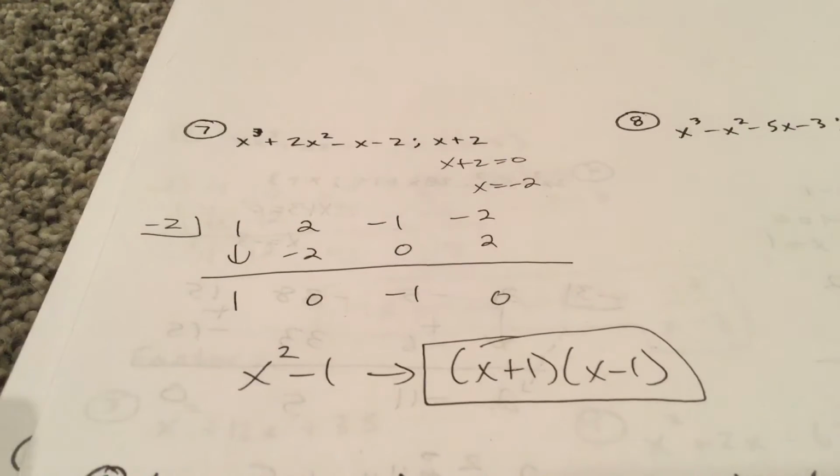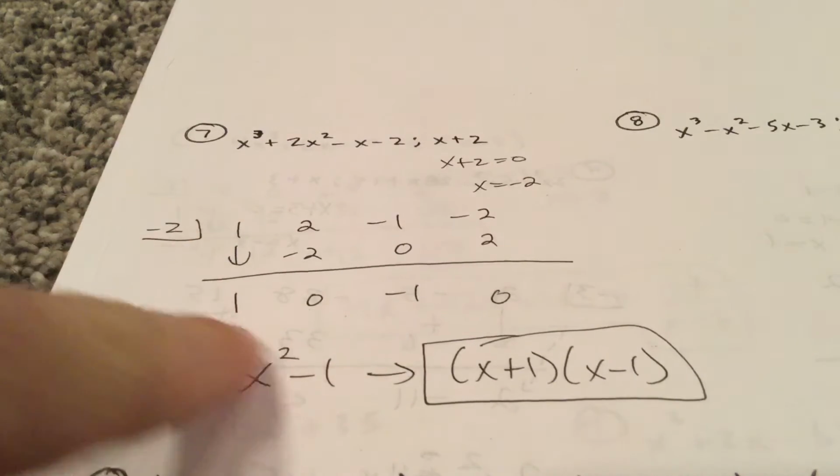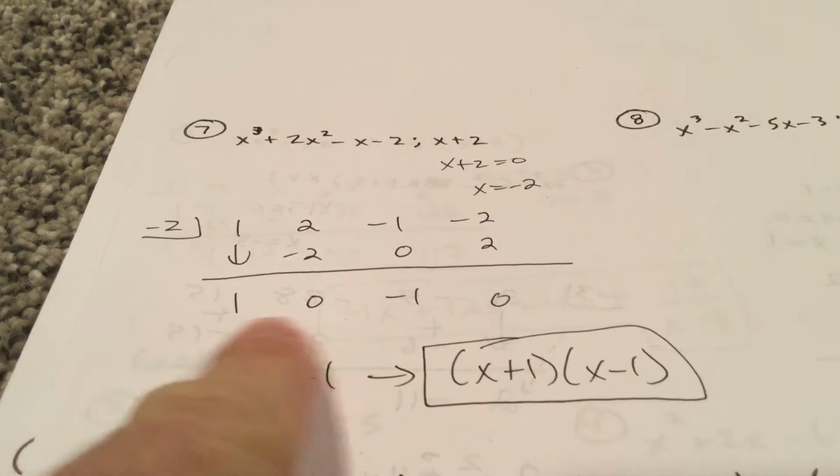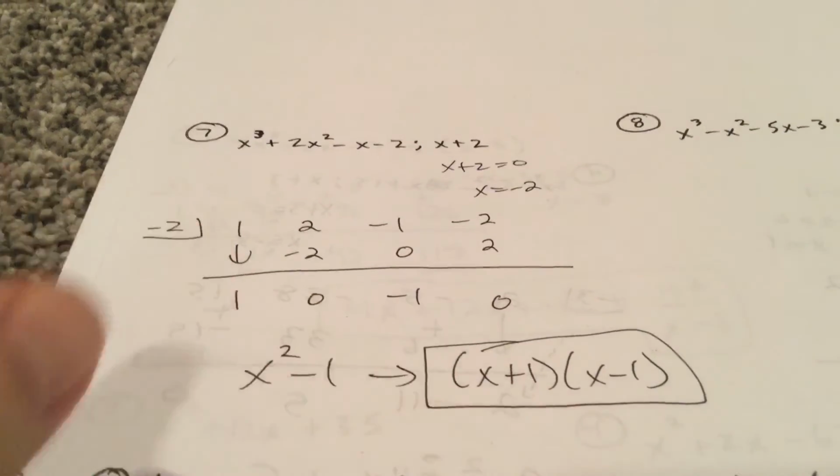All right, same idea on 7. This one's a little bit easier. Set x plus 2 equal to 0. Put negative 2 in the cubby. Synthetically divide. That means that is x squared. There's no x term, so that's just minus 1. That's the difference of 2 perfect squares. x plus 1, x minus 1.